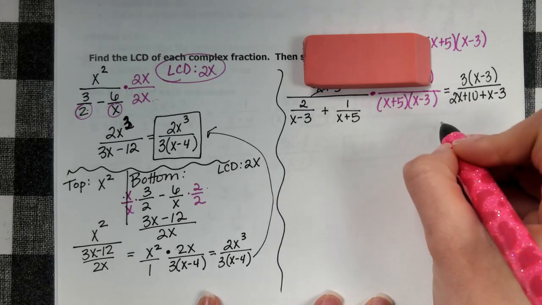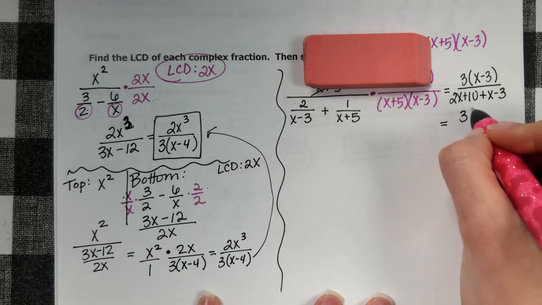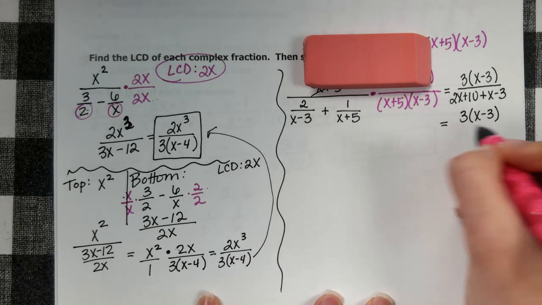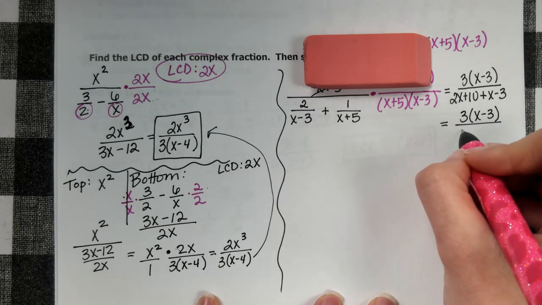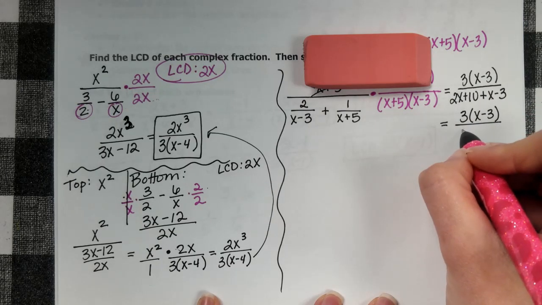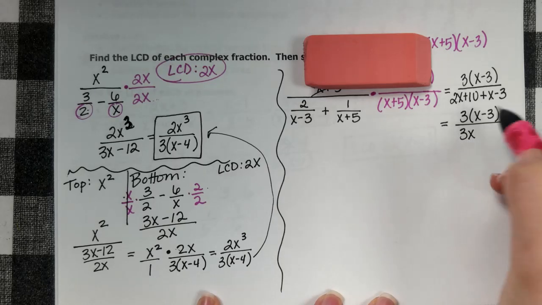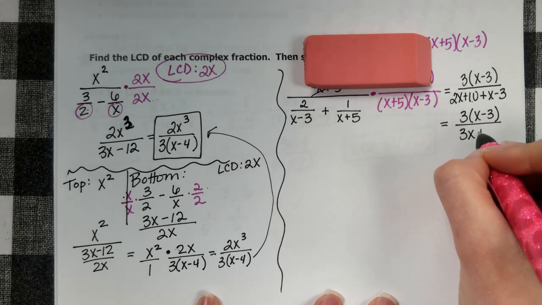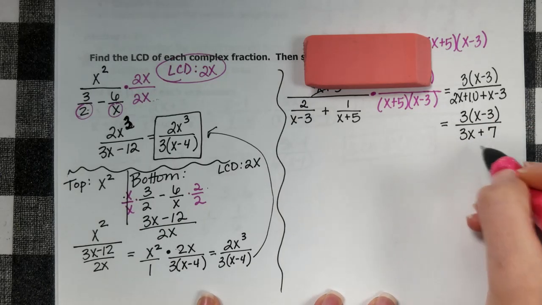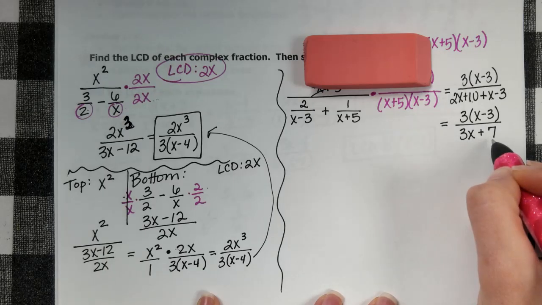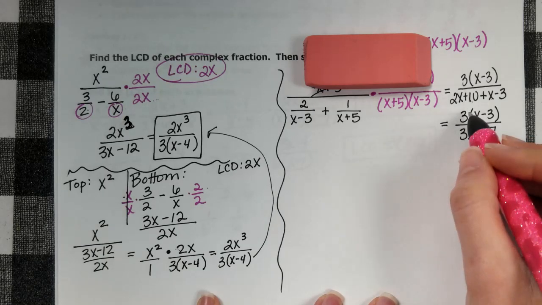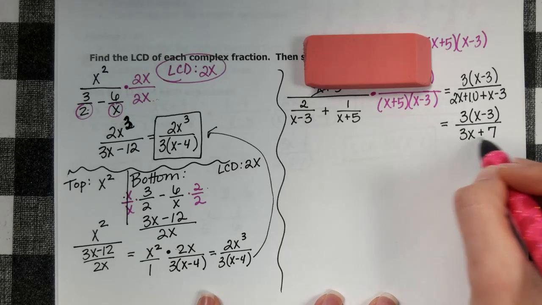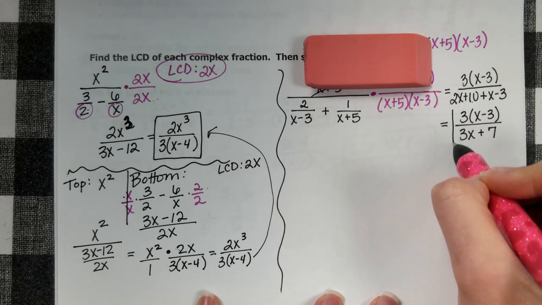So now I can clean it up. I have 3 times x minus 3 over 2x plus x, which is 3x. And then 10 minus 3 is 7. I can't factor anything out of that. Now notice these 3's are not going to cancel. Why are they not going to cancel? Okay, very good. So here's my answer.